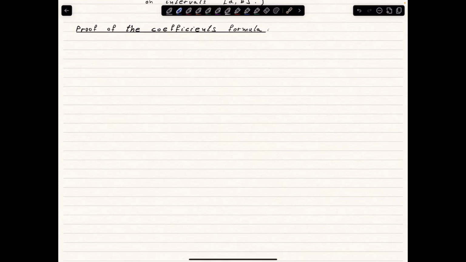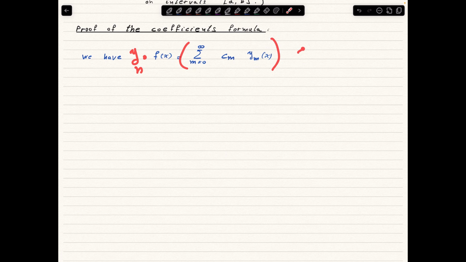Suppose we have a function f of x that is written in that way, as a linear combination from n equals 0, let's say, to infinity, of coefficients. Let's use m here. We'll see why in a minute. C_m y_m of x. These are our eigenfunctions. So suppose we have this expression. So now let's compute the dot product on both sides with y_n.